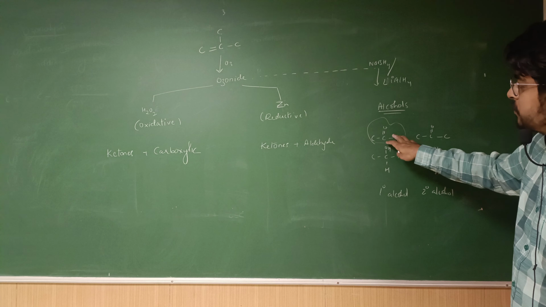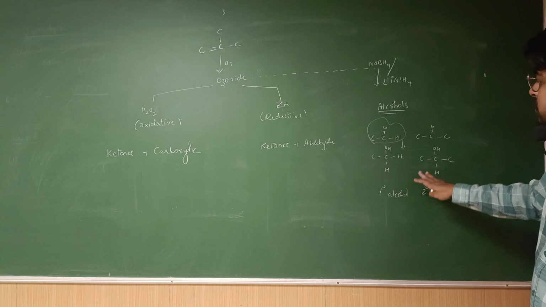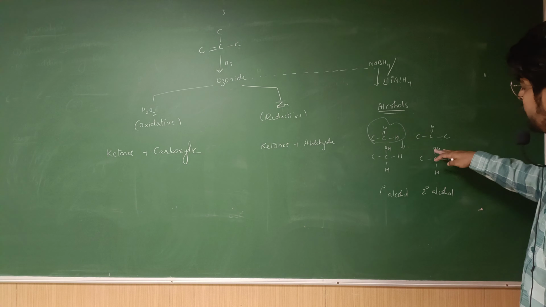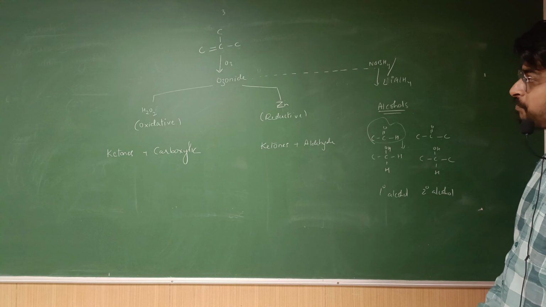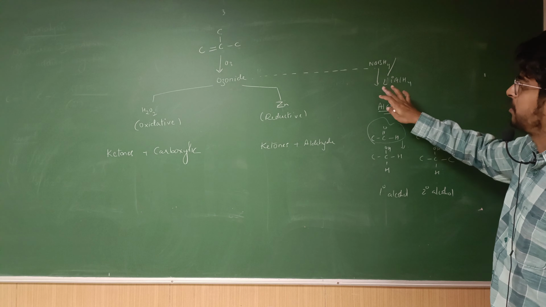So aldehydes will be further reduced to 1 degree alcohols. Ketones that are formed will be further reduced to 2 degree alcohols. That is what will happen when you add a special reducing agent NaBH4 and LiAlH4.